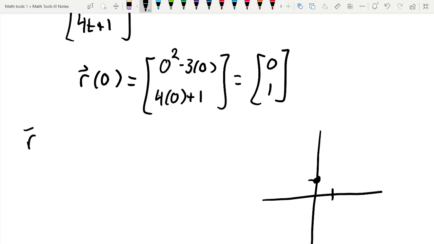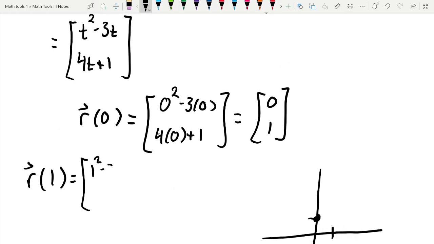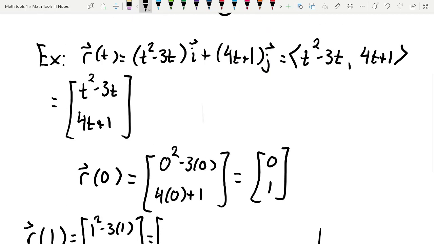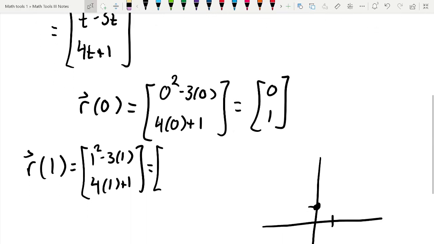Now r of 1. So this would be equal to 1 squared minus 3 times 1, and then 4 times 1 plus 1. Again, I'm using the column vector notation, but you'll see this in all of these different notations. Most beginning calculus books will probably stick with the unit vector notation. Okay, so anyway, 1 minus 3 is negative 2. 4 plus 1 is 5, so we have negative 2, 5.